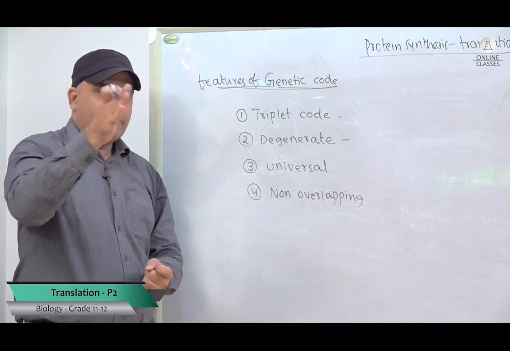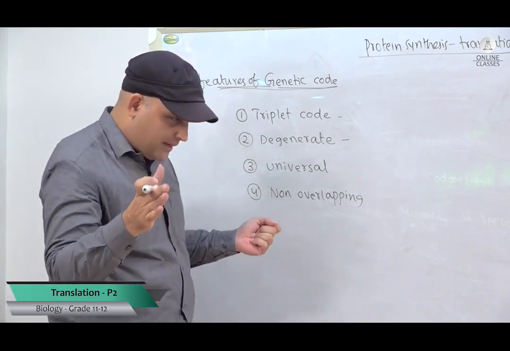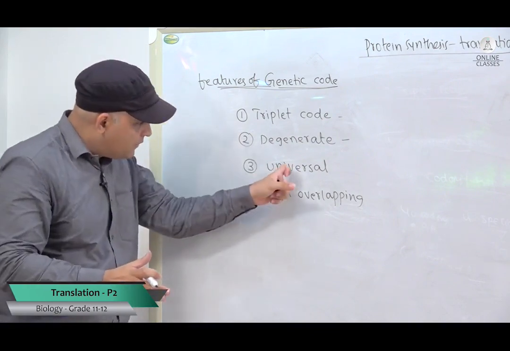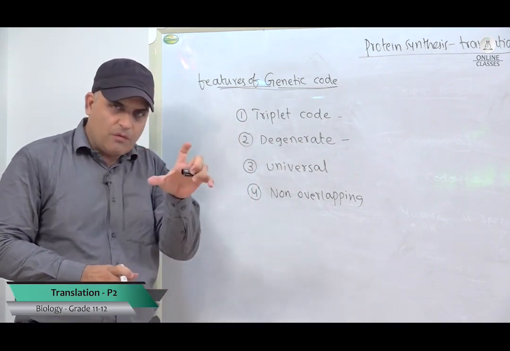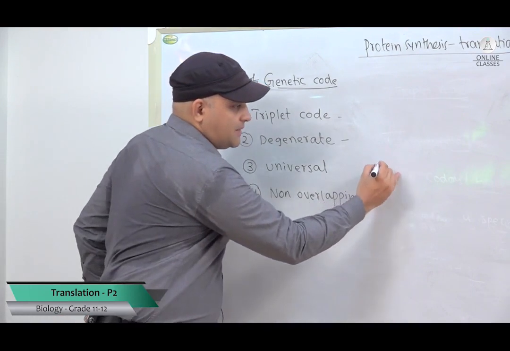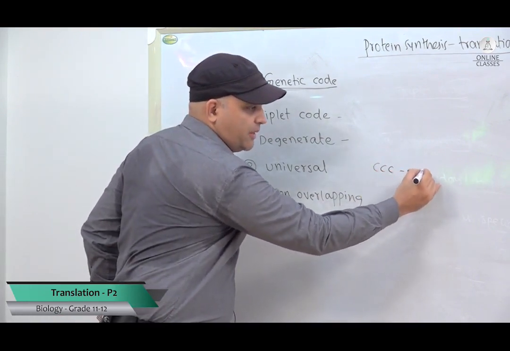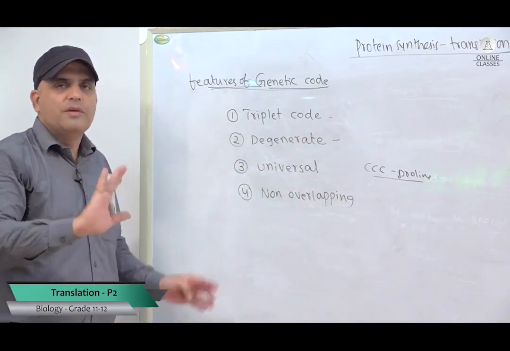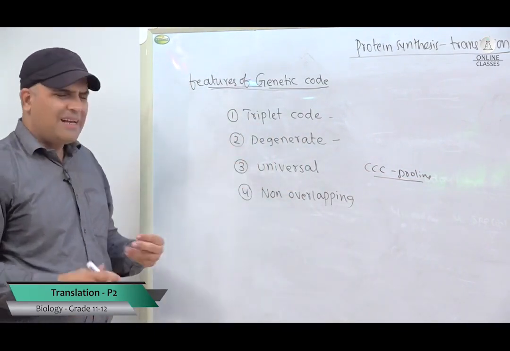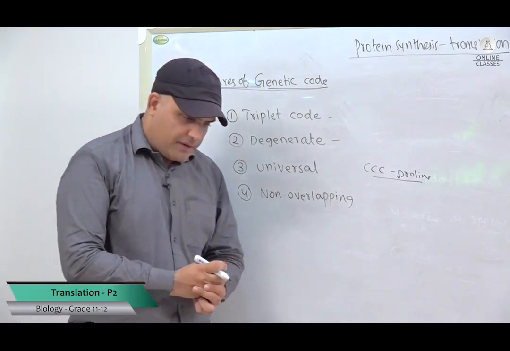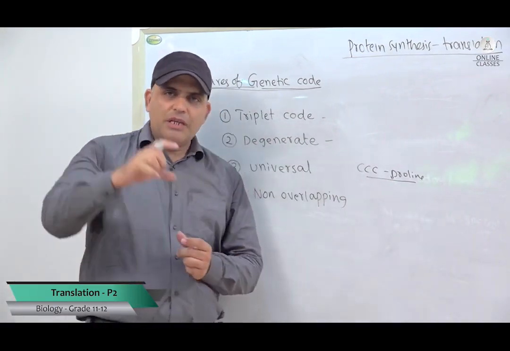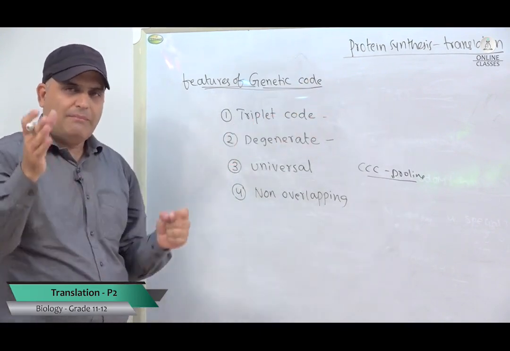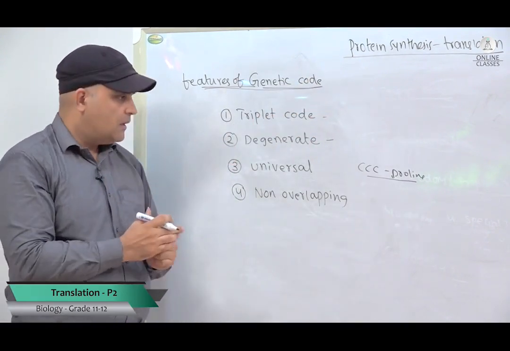A mosquito or a banana plant or a coconut plant, you name it, all the organisms on the planet follow the same set of rules. So when I say CCC codes for proline in human beings, CCC codes for proline in all the organisms. It's more or less universal. So in theory, I can take a gene from one organism and place it into another organism. So I can make transgenic animals.